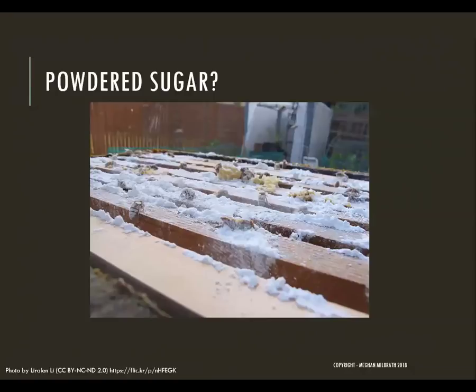Randy Oliver on his site, scientificbeekeeping.com, does a very nice examination of the effectiveness of powdered sugar. And basically, if you go in there all the time and use powdered sugar, you can do enough dustings that you can keep varroa managed. However, it does come at the expense of a lot of stress.